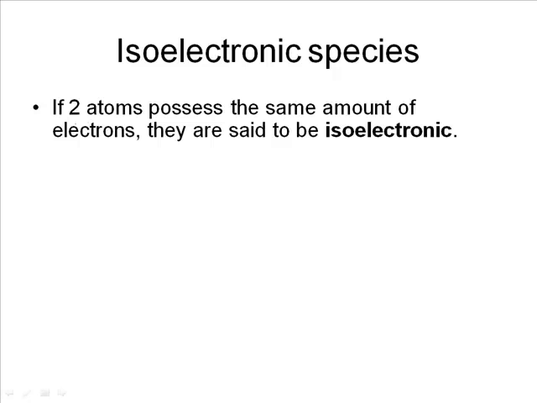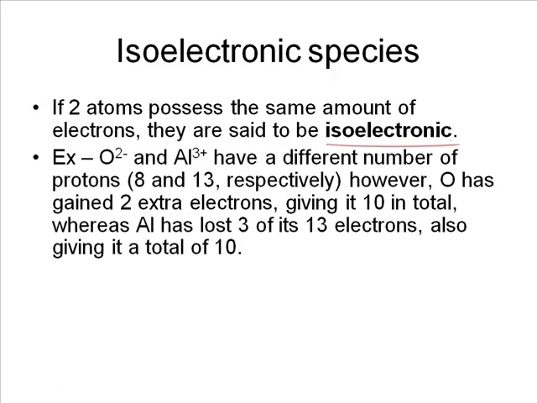Okay, just about done here. If 2 atoms possess the same amount of electrons, they are said to be isoelectronic. For example, O2 minus and neon. You can't have oxygen and fluorine, they're never going to have the same number of electrons. To have the same number of electrons, one of them is going to have to be charged, or both of them will be charged.